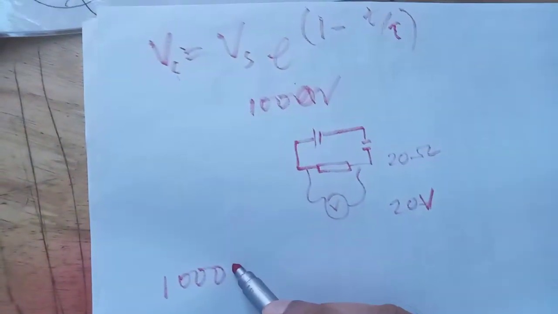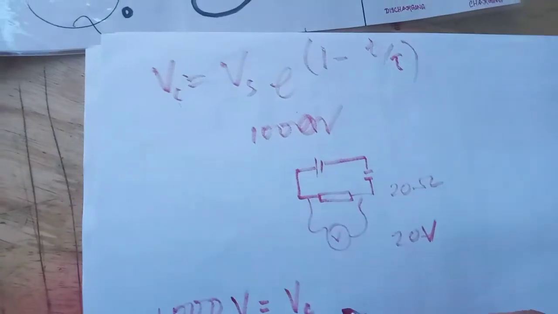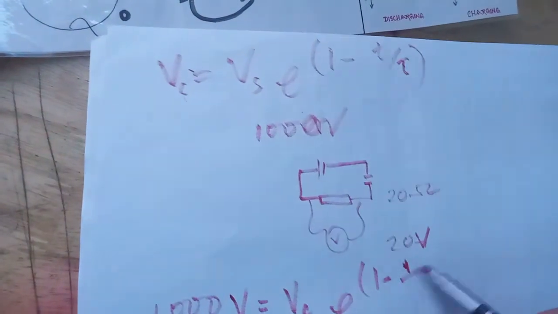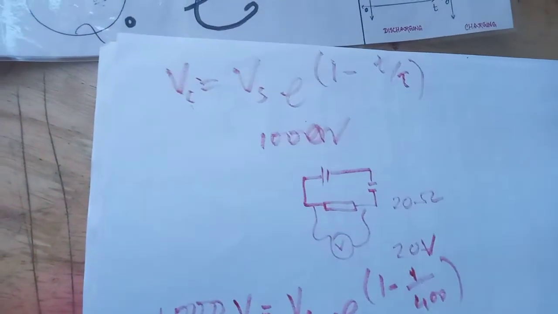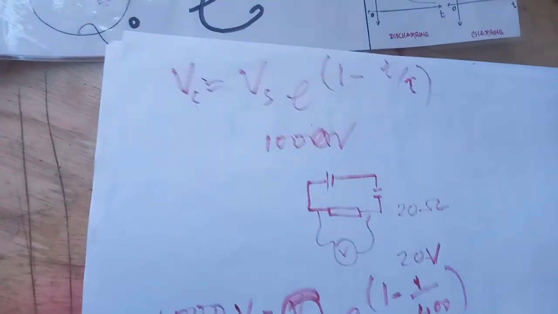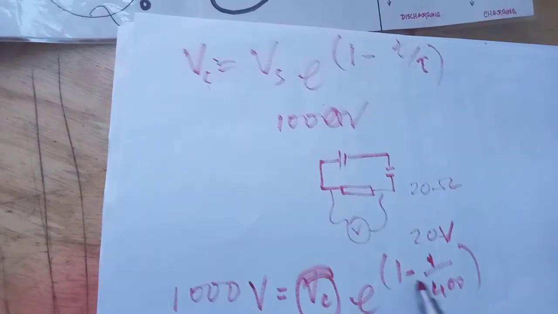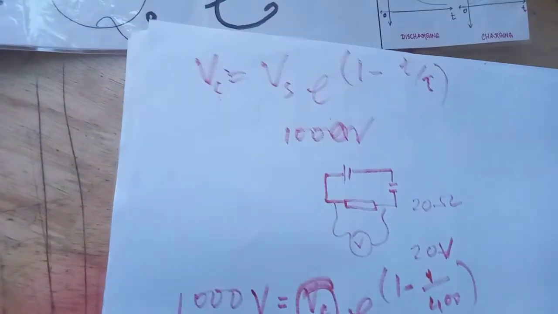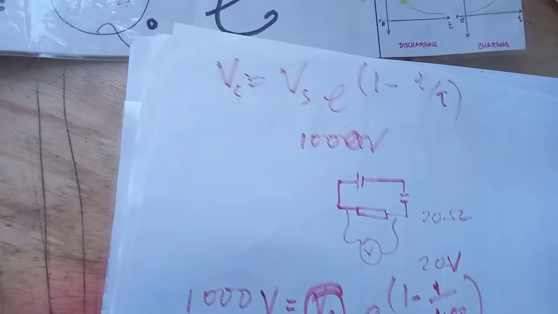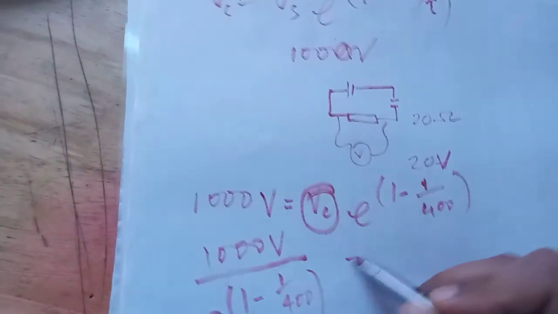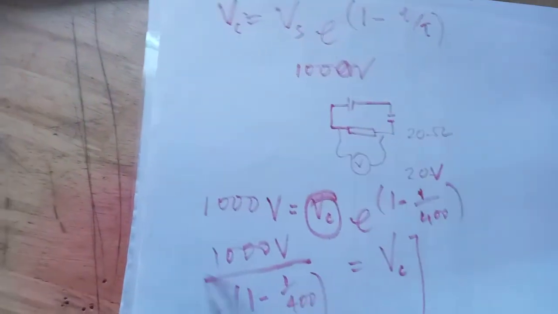So you'll have to do 1,000 volts equals 1 minus. You'll have to put 1 second here, and then the 1/400, and that's how you'd have to find this one out. Now, you can't do this just there and then. What you'll have to do is to take all of this here. So it'll be 1,000 volts divided by E1 minus 1/400, and that's how you'll be able to find this one. So this is a bit complicated.